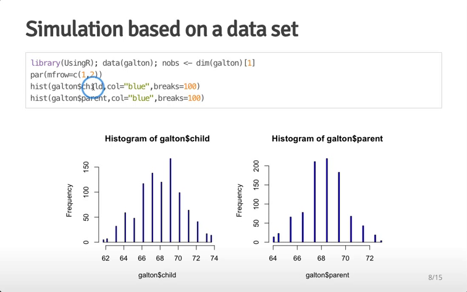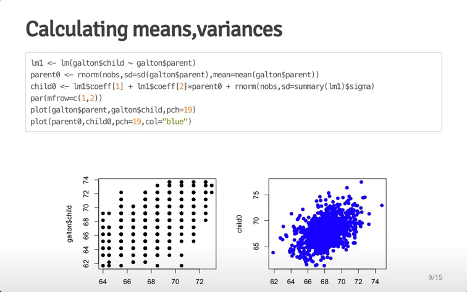So in this case, the data are the heights of a large number of children and the mid-parent height, or the average height of their parents. And so you can see the distribution of child heights here and the distribution of parent heights here. And so you might want to try to create a simulation that would simulate new children and new mid-parents. So one way that you could do that is to generate data that come from a similar model to the model that you've observed in the actual data.